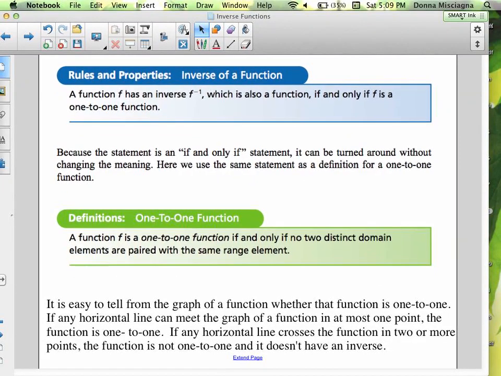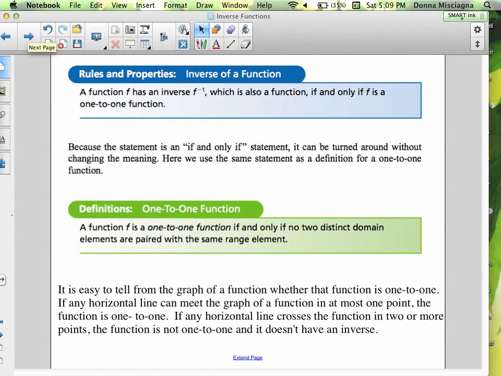All right, and here I knew I had one-to-one on here. So a function f has an inverse, f negative 1, which is also a function, if and only if f is a one-to-one function. Because the statement is an if and only if statement. It can be turned around without changing the meaning, right? If and only if means it goes both ways. Here we use the same statement as a definition for one-to-one. So we go one direction, we have a definition for whether or not an inverse is going to be a function. Go the other way, and you have a definition for one-to-one, right?